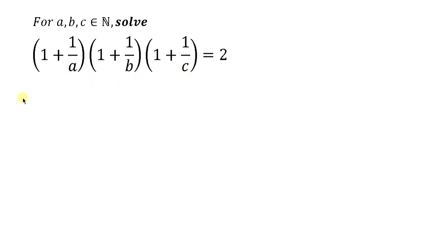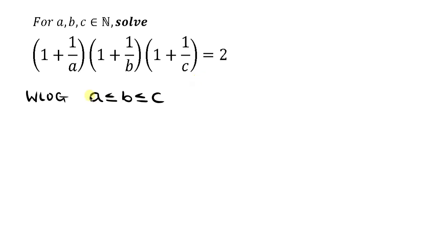And because of that, I'll say without loss of generality, let's assume a is the smallest, followed by b, and then take c to be the largest. So coming to this expression, we know that the smaller the denominator, the bigger the factor. That means this first factor is bigger than the second factor, and the second factor is bigger than the third factor. So the expression on the left is decreasing.